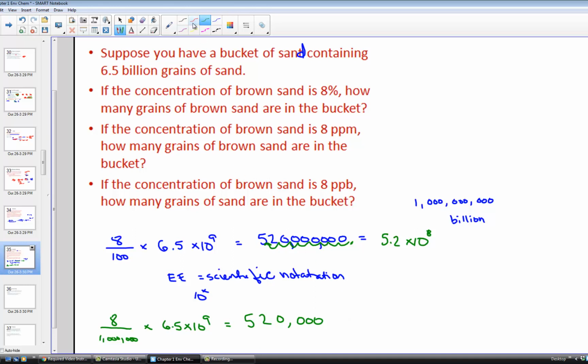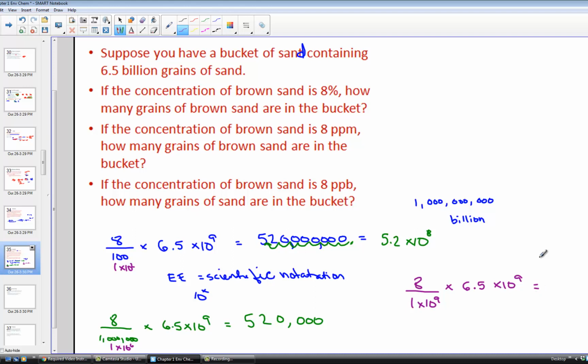And there's one last one you're asked to do on your sampling. It gives you 8 parts per billion. And I think instead of writing 9 zeros, I'm just going to write that as 1 times 10 to the 9th. This would be 1 times 10 squared. This would be 1 times 10 to the 6th. We have 100, we have a million, and now we have a billion. And I'm going to multiply that by the number of grains of sand in the bucket, which was 6.5 billion.